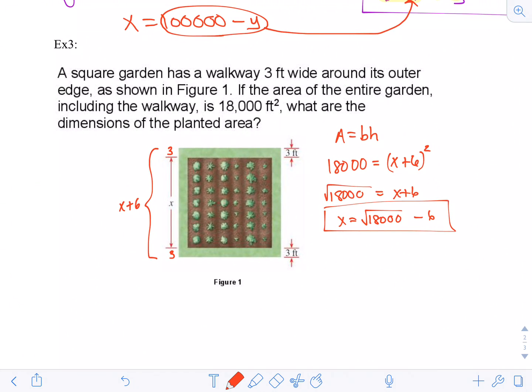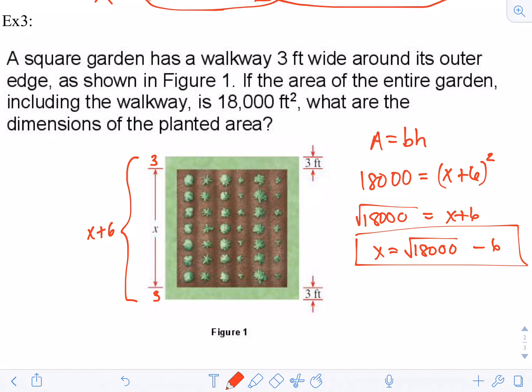And then the last one is a square garden. This is a realistic problem, I guess. Putting a border around the garden, you're obviously wasting some area. It says that the entire garden, including the walkway, is 18,000 square feet. Well, if it's 18,000 square feet, I know that's the entire B times H there. If X is the side of the garden, you're going to add 3 to both sides. So X plus 6 is essentially the height of the garden.